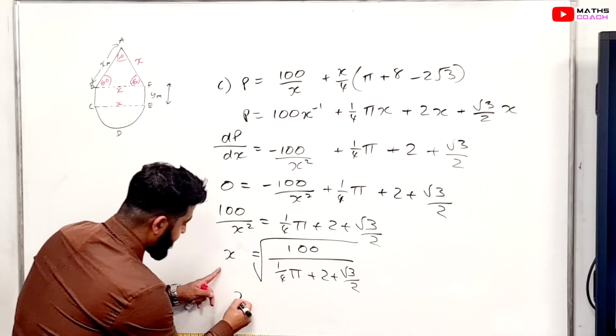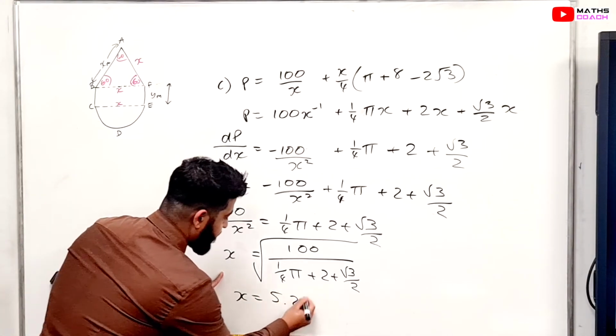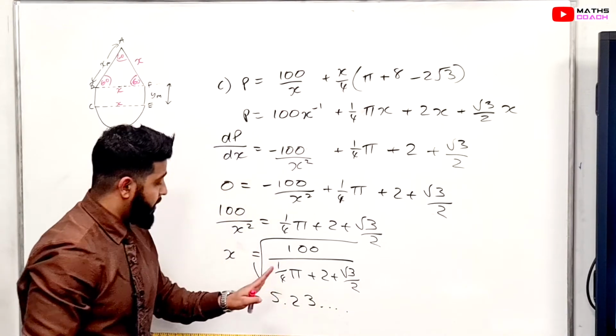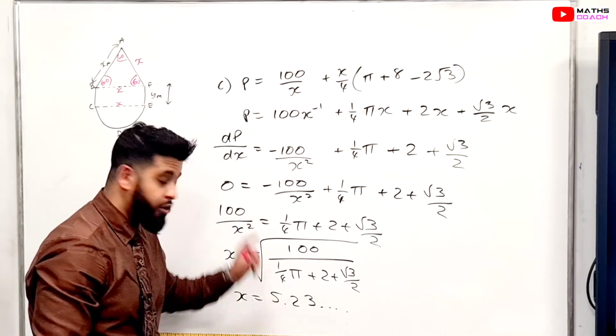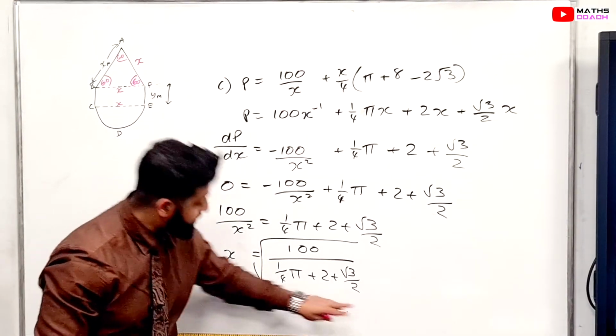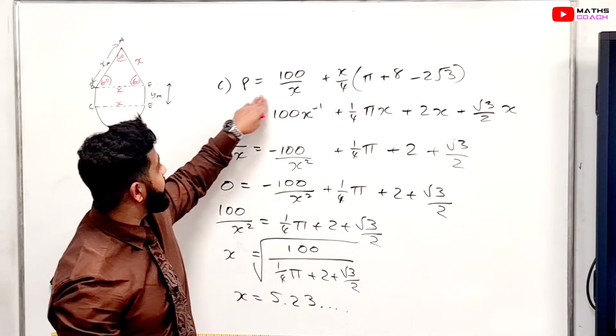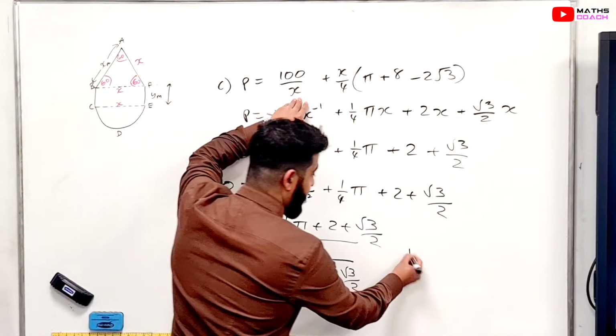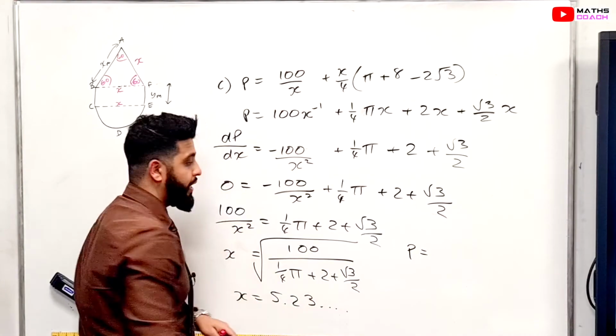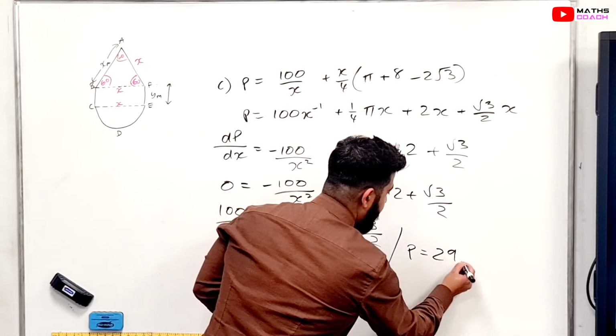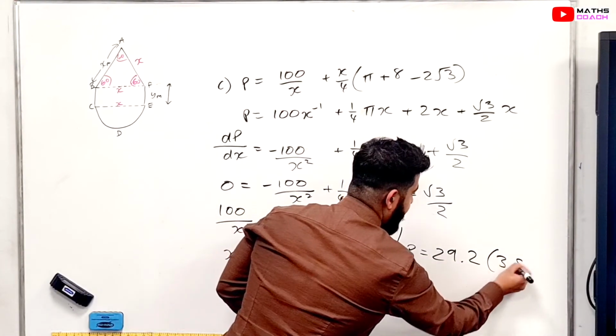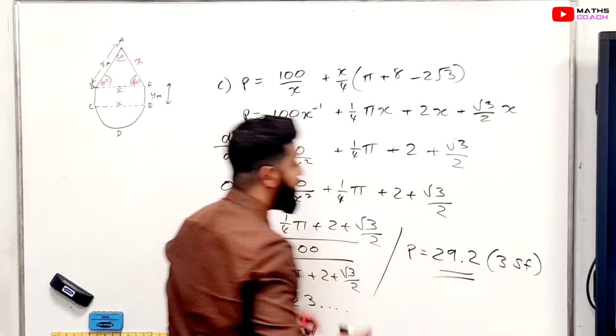And the answer to this is x is equal to 5.23... Now, the final answer has to be to 3SF, not this. So you can plug as much of this as possible into your value for p now and get an answer for p. So if you do that on your calculators, you get 29.2 to 3SF as a value for p.